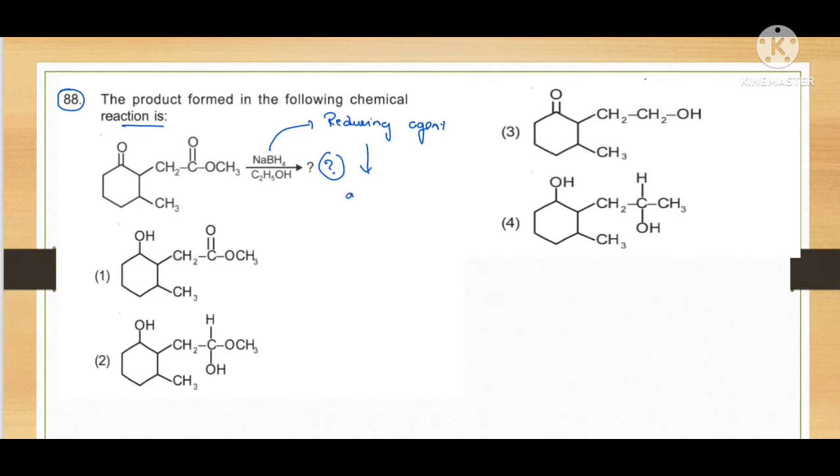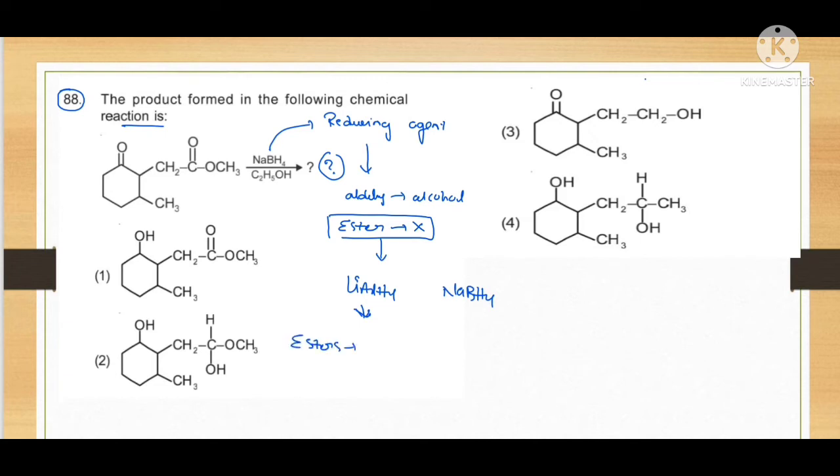It reduces aldehydes to alcohols. It does not reduce the ester to alcohols. This is the one difference between lithium aluminum hydride and sodium borohydride. Here, lithium aluminum hydride is a strong reducing agent. It can reduce esters to alcohols. This ester part remains in the reaction.